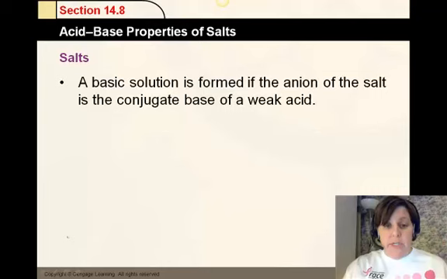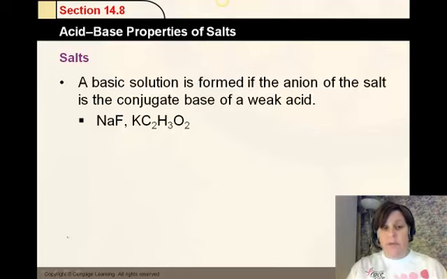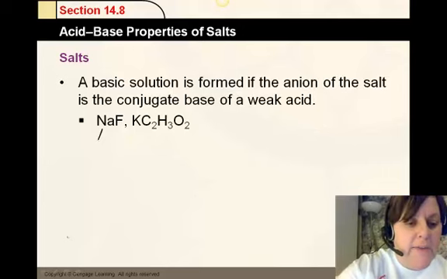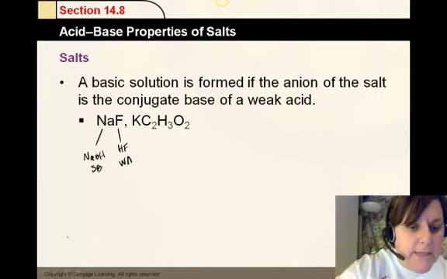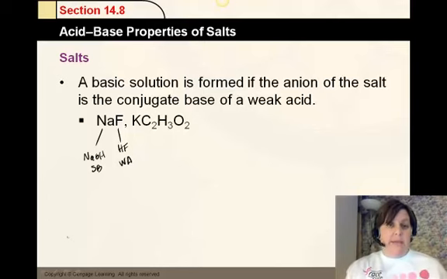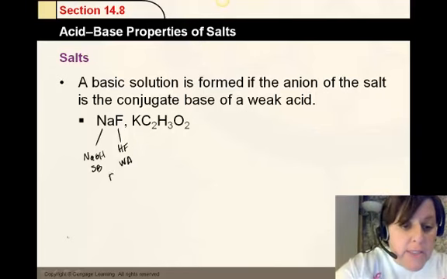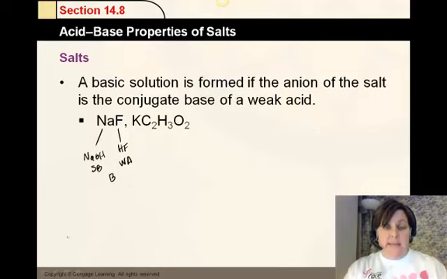A basic solution is formed if the anion of the salt is the conjugate base of a weak acid. This is the way the book will talk about it. So for example, NaF and KC2H3O2. Now what they say is exactly true, but if we use my trick, NaF comes from NaOH, which is a strong base, and HF, which is a weak acid. Well, think about a strong base and a weak acid. Which is more powerful? Obviously the base. So the overall answer is this is going to be a base. Sodium fluoride is going to be a base.